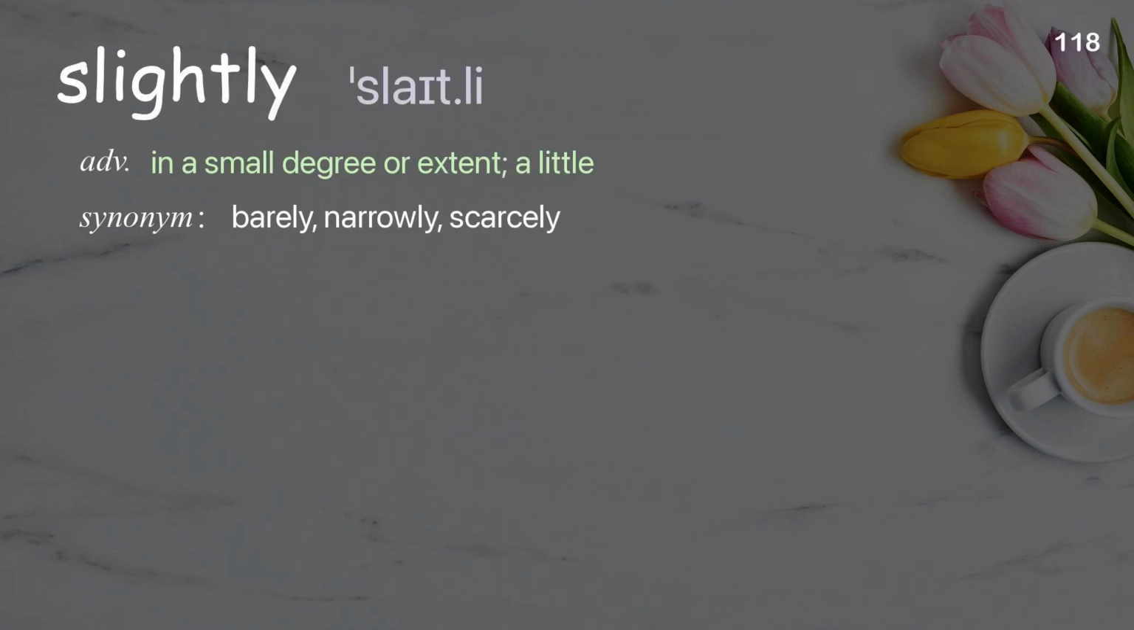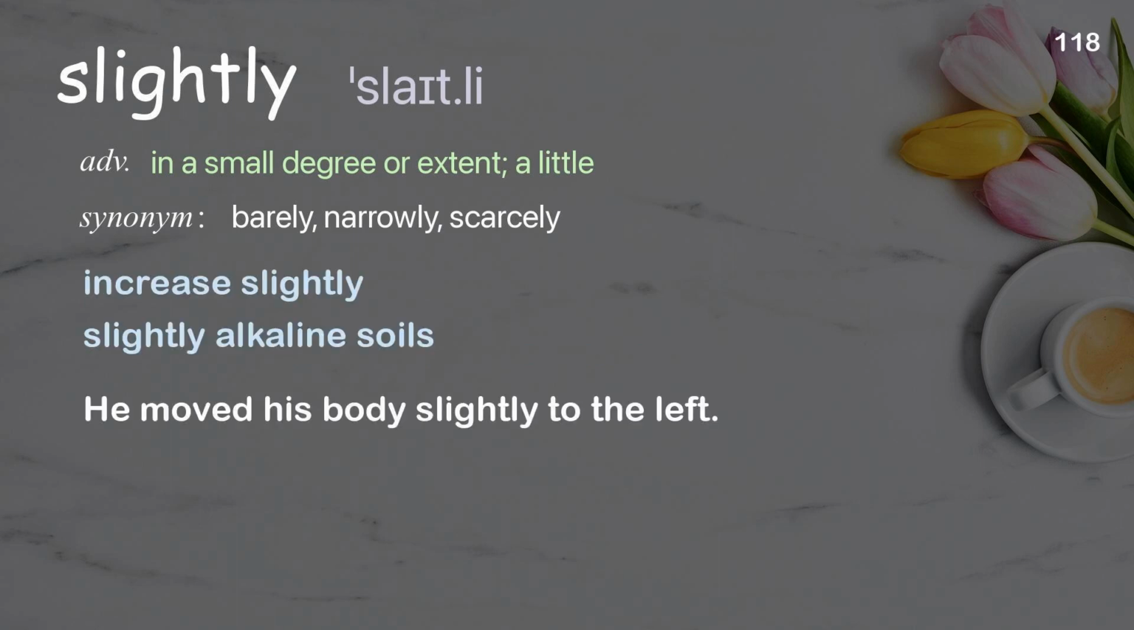Slightly. In a small degree or extent, a little. Examples. Increase slightly. Slightly alkaline soils. He moved his body slightly to the left.